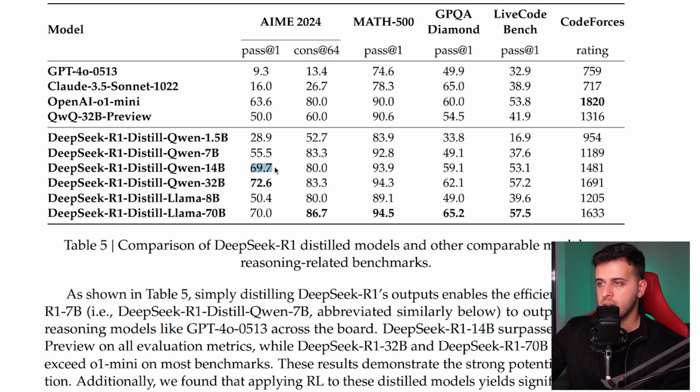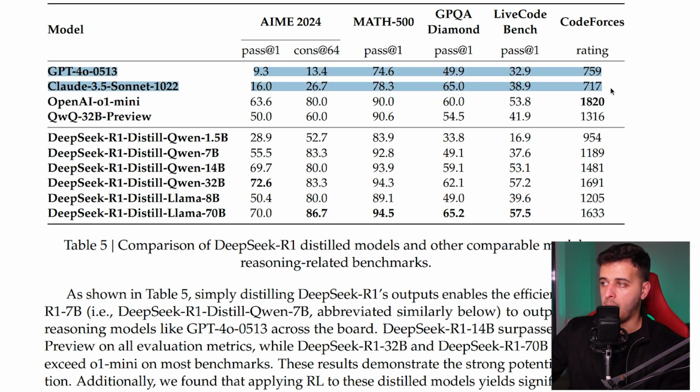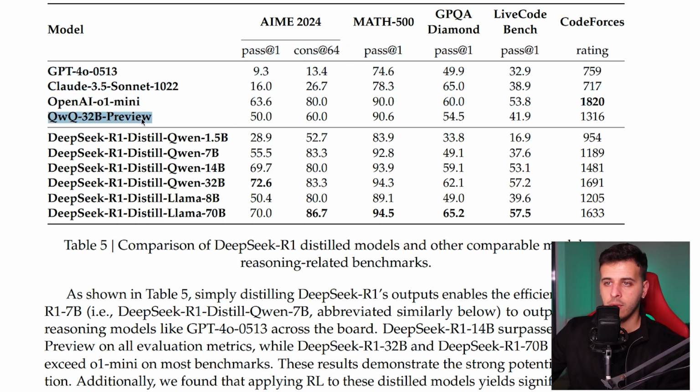So what we can see here is that it's absolutely comparable to O1 Mini with only 14 billion parameters. This is insane. It's only lacking on Codeforces. This is incredible. But also this 7 billion parameter model that you can run on a $300, $400 GPU on your computer is doing amazingly well, especially if you compare with GPT-4o and Claude, which are not really reasoners, but they offer a sense of comparison with closed source models that you can actually use right now. And you also got this QwQ 32 billion preview.